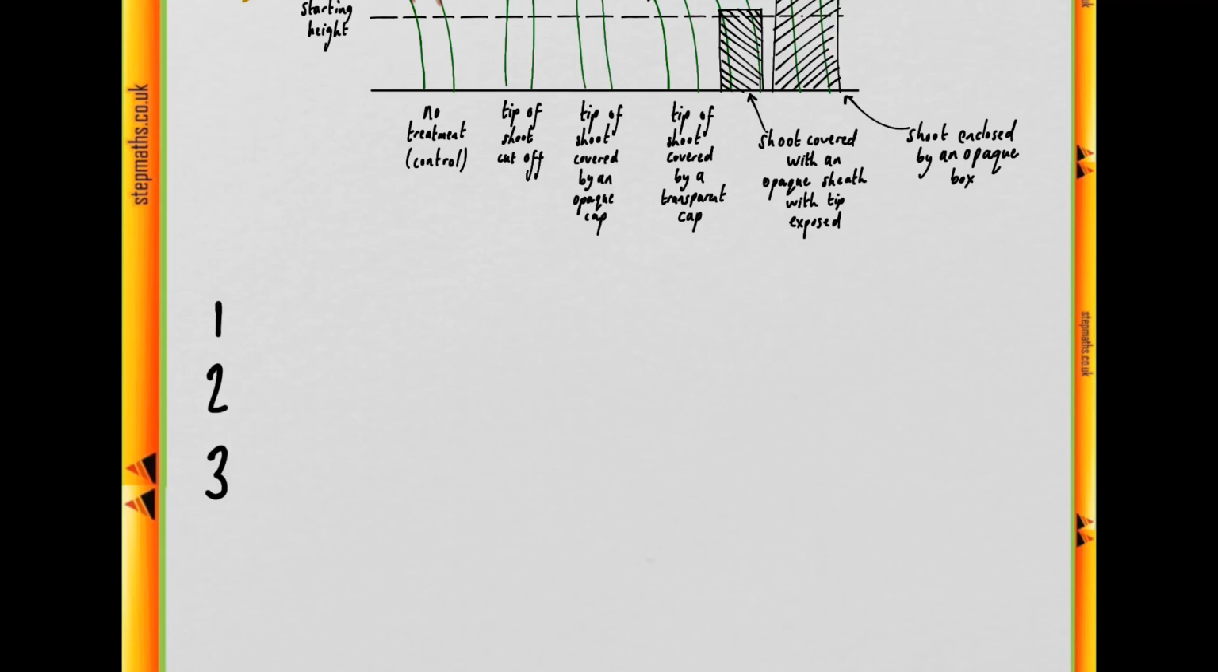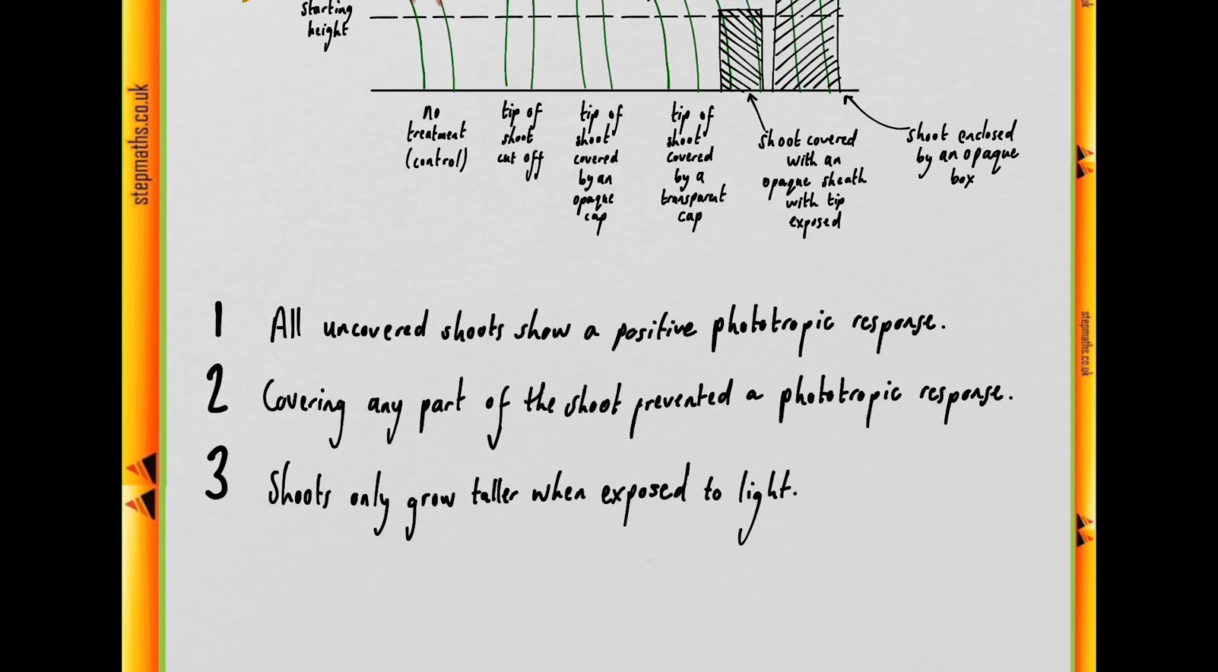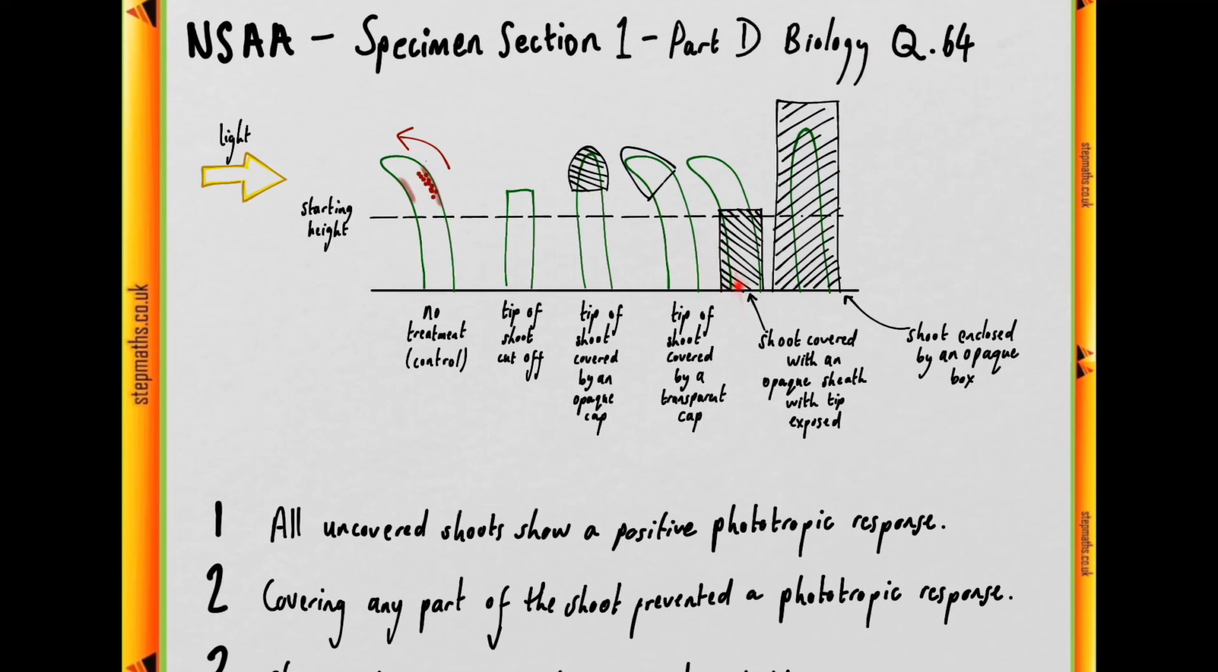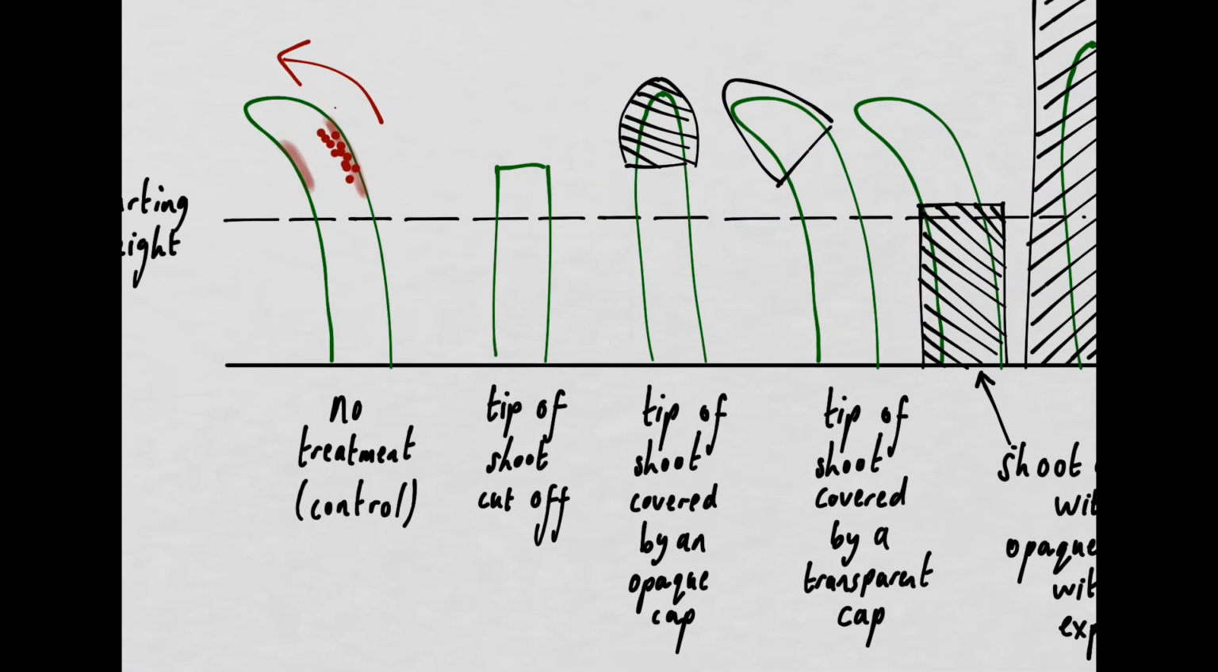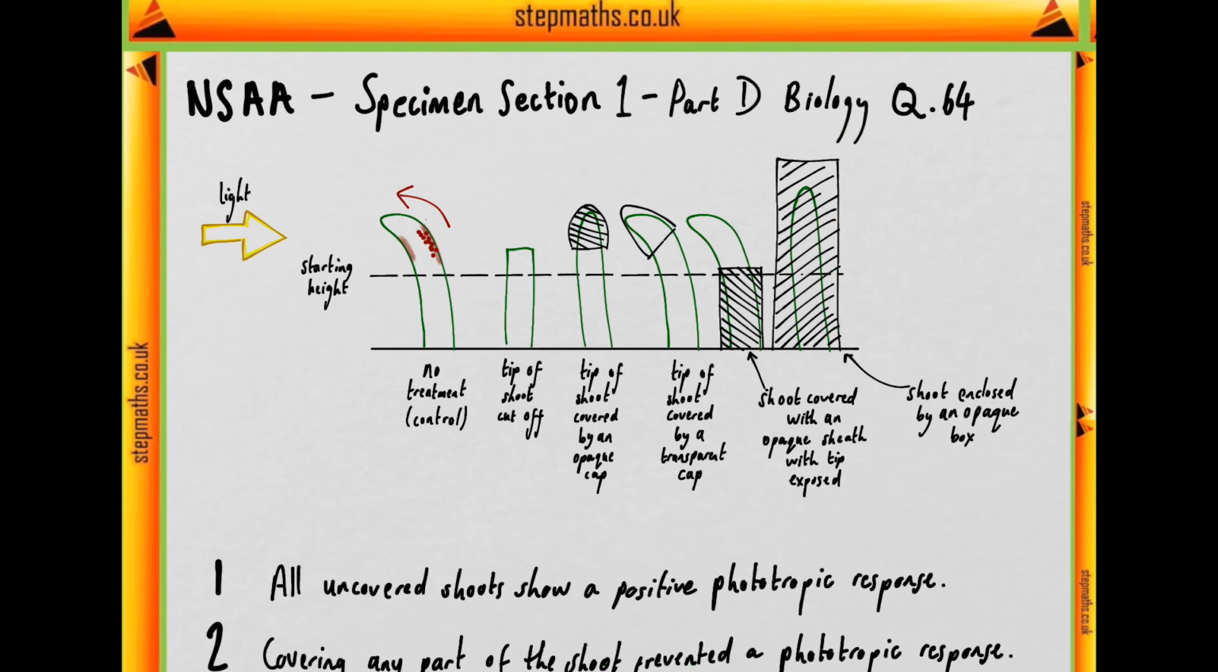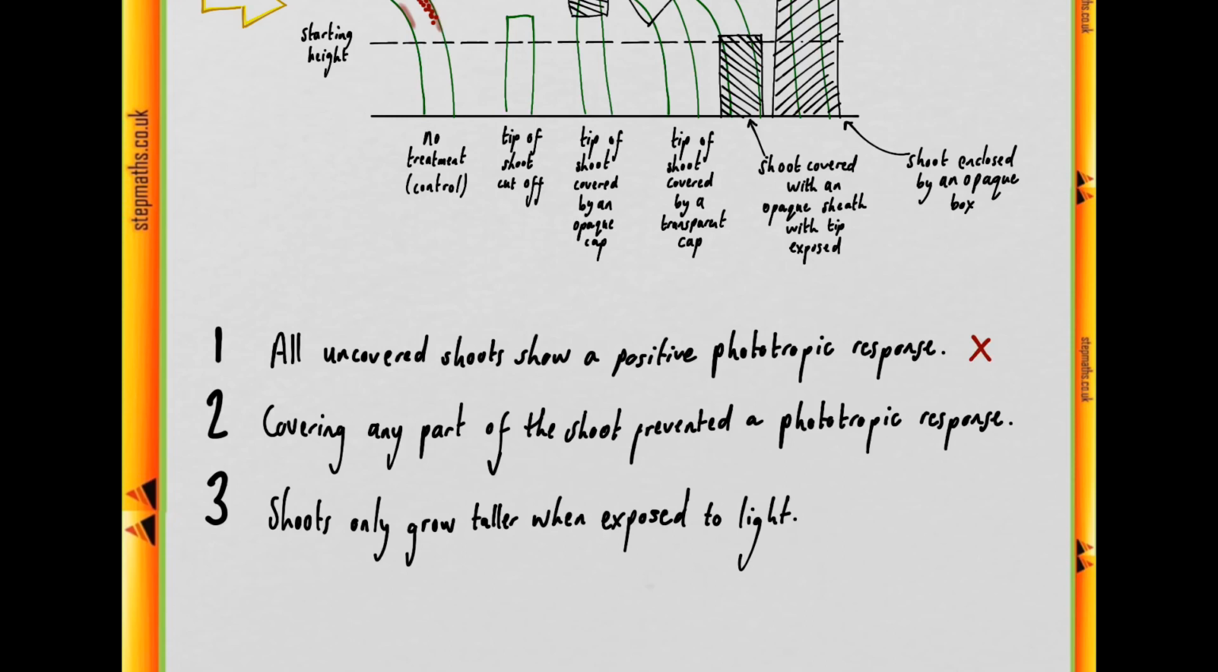So we have our three statements here. Let's look at the first one, which says that all uncovered shoots show a positive phototropic response. Well, no, since we have some shoots which are covered, for instance, but still show a positive phototropic response. And we have some uncovered shoots, seen here, which do not show a positive phototropic response because in this case the auxin containing tip of the shoot is cut off. So we can say this is wrong.